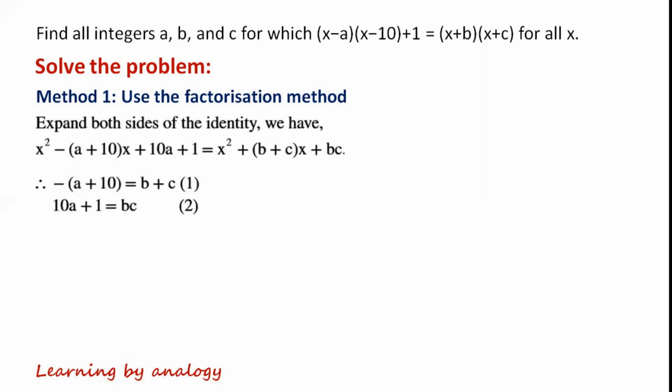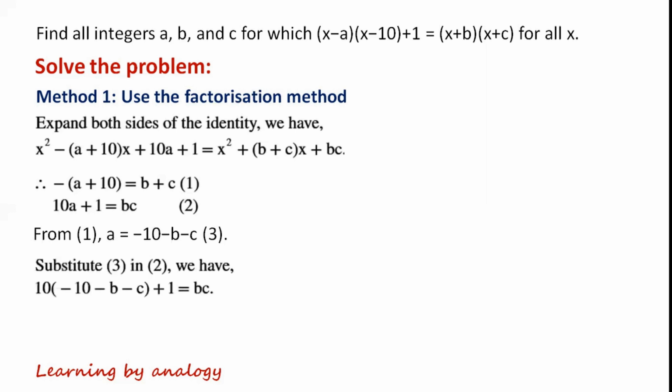Similarly, we know that the constant term on the right-hand side and that on the left-hand side must be equal. So bc = 10a + 1. From equation 1, a = -10 - b - c. Substitute equation 3 in equation 2. We have 10(-10 - b - c) + 1 = bc.